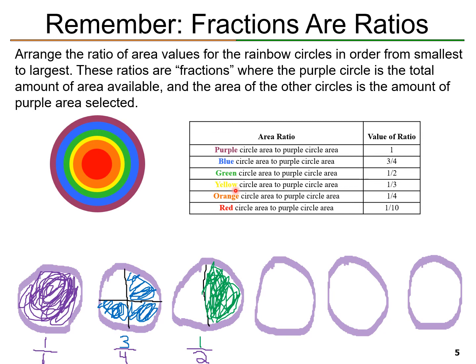Okay, let's move to the next entry, the yellow circle area to purple circle area. We see that the denominator is 3 and the numerator is 1. So we know that we're going to have 3 pieces total. So we're going to divide the circle up into 3 pieces, and we're going to select 1 of those 3 pieces because 1 is the numerator. So let's see if I can divide this circle up into 3 pieces. Okay, there are my three pieces. 1, 2, 3. And I need to select one of those pieces. So I'm going to select this piece here. Okay, that's 1/3.